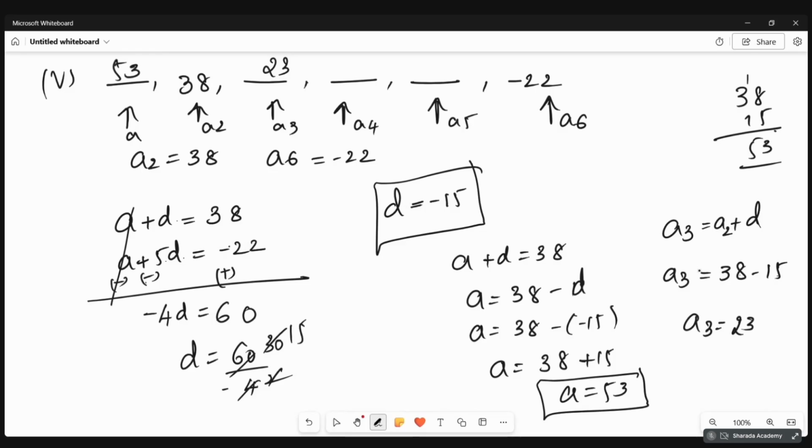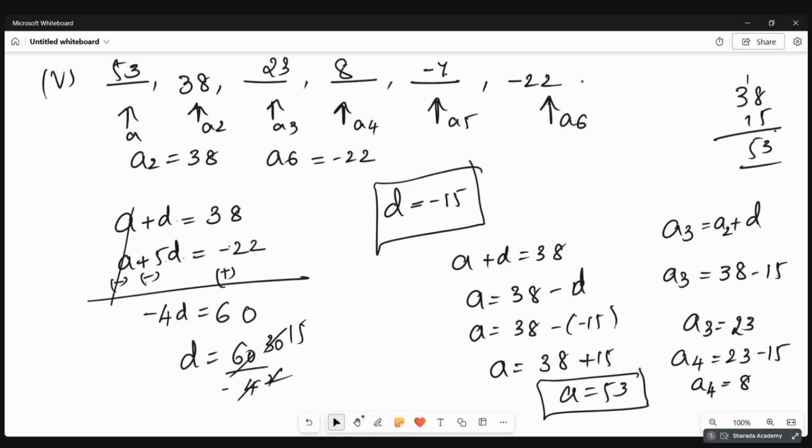Anyway, it's the same thing. And A4, 23 minus 15 will be A4. 8 we will get. Then A5, 8 minus 15. Okay, that is minus 7. Here, minus 7 minus 15 will be minus 22.